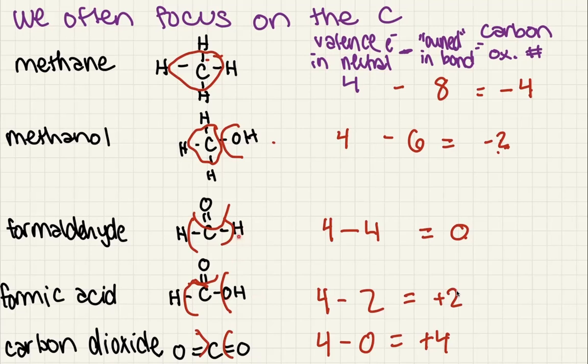And finally, we see the same thing as we go from formic acid to carbon dioxide. We're going to increase our oxidation number by 2 because we're losing another 2 electrons for that bond. So in terms of what's happening here, as we go in this direction, C is getting oxidized. And that's often going to be associated with a bond to oxygen and or a loss of a bond to hydrogen.